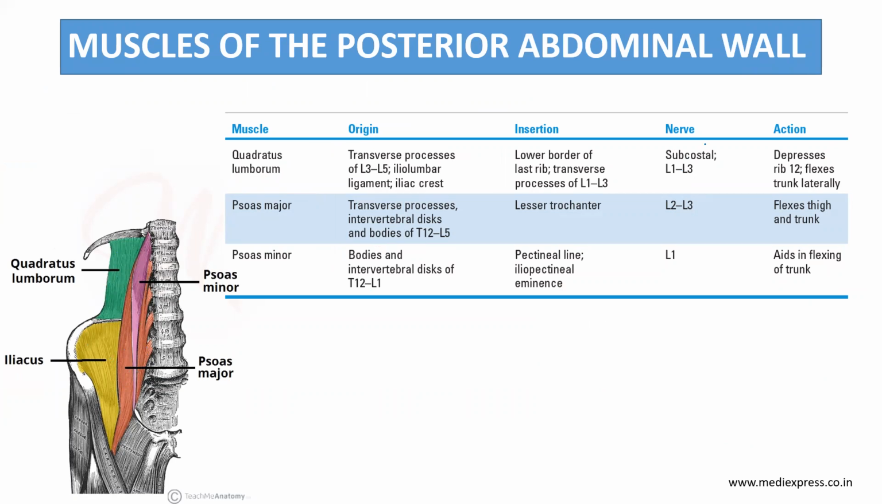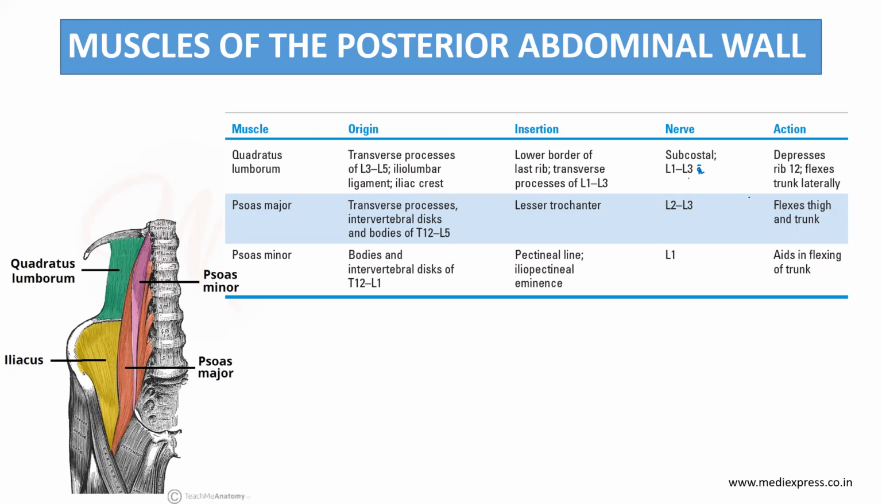Now the nerve innervation of quadratus lumborum is subcostal nerve and L1 to L3, nerves from L1 to L3, spinal nerves. Now action is it depresses the rib, that is the 12th rib, and flexes the trunk laterally. So basically what will happen is extension and lateral flexion of the vertebral column by quadratus lumborum.